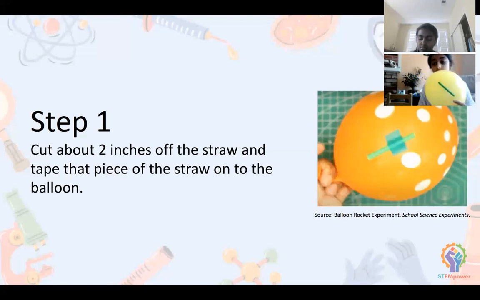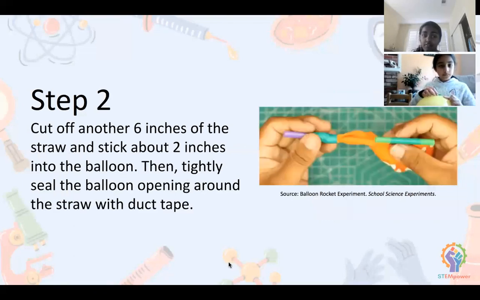What do we do next? Next, you're going to want to cut off about another 6 inches of straw. It doesn't need to be 6 inches, it can be a little less. I just have 3 over here. And you're going to want to put that in the balloon and then tape it together really tightly.